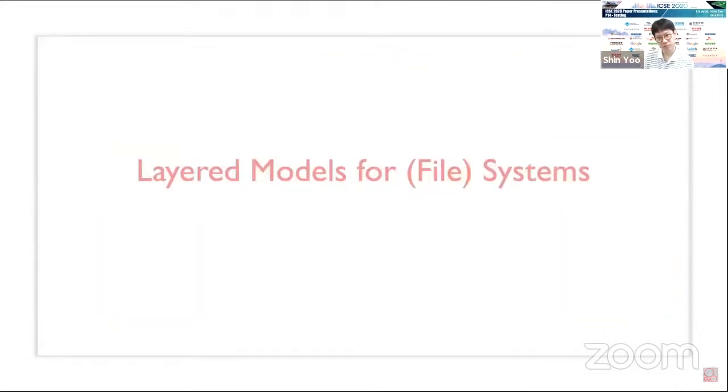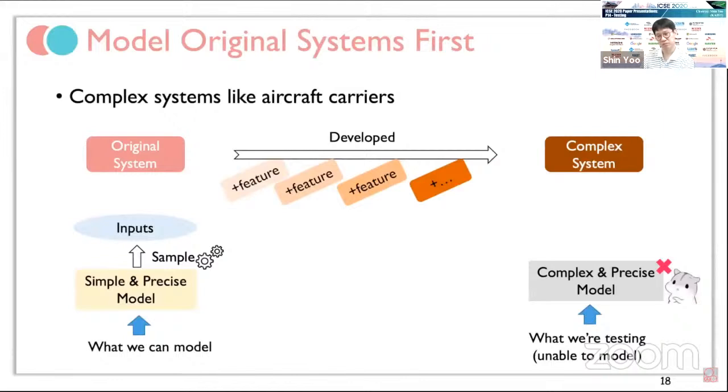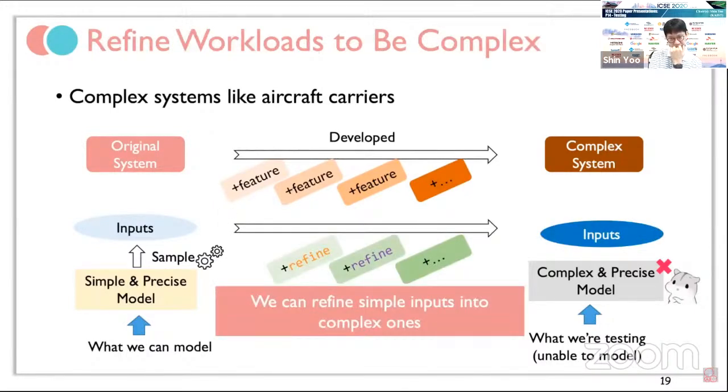The answer is evolution. Since we can model the original system, we can build a simple and precise model for it first, and use this model to sample inputs. These inputs are valid and diverse, and they target the fundamental functionalities of systems. Then, similar to the evolution, we can refine these inputs to manifest other various features of the system. Since these features are hard to model precisely, the refinement is relaxed as long as it keeps the correctness and diversity that are produced in the simple model.